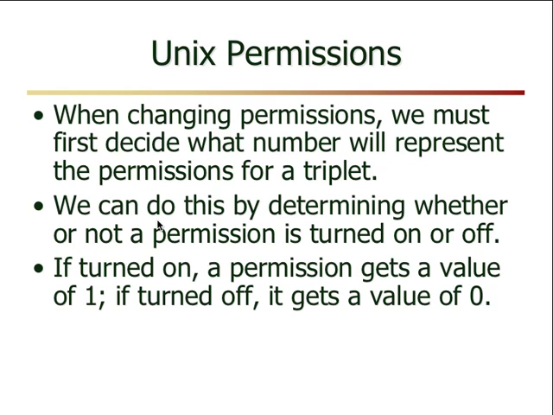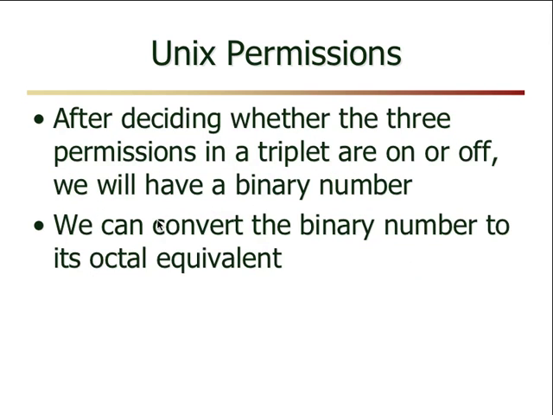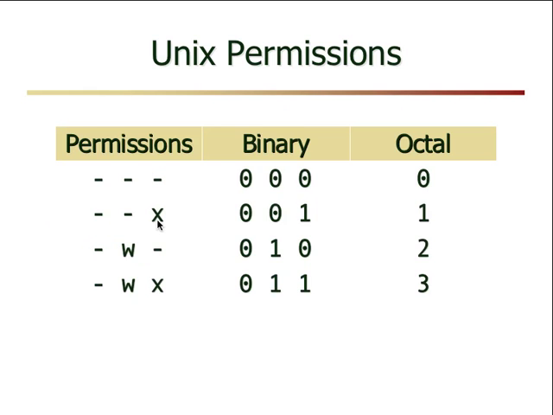So to turn on the permission, it gets a value of 1. To turn it off, you have a value of 0. So after deciding whether the three permissions in the tuple are going to be on or off, you have a binary number that comes out of that. You can convert the binary number to its octal equivalent, and that's where you get those numbers that come into play. Octals being 0, 1, 2, 3, and the binaries being 000, 001, 010. So you can get the equivalent in terms of the number notation.